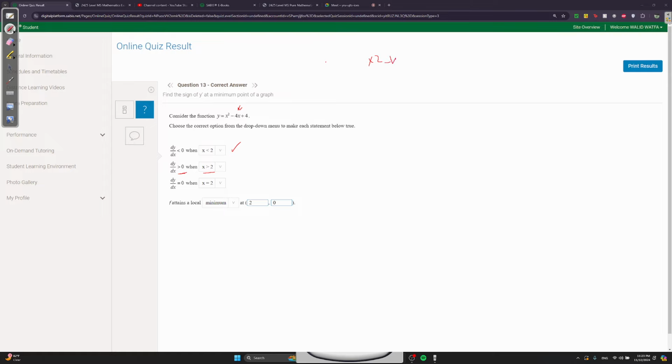x squared minus 4x plus 4. When is it less than 0? Less than 0 for x less than 2. How about x squared minus 4x plus 4? When is it... Oh my god! They're saying dy over dx when I'm using y. Dy over dx is the derivative of this, so I should have derived. Sorry. So it's going to be 2x minus 4. When is it greater than 0? For x equals 2.